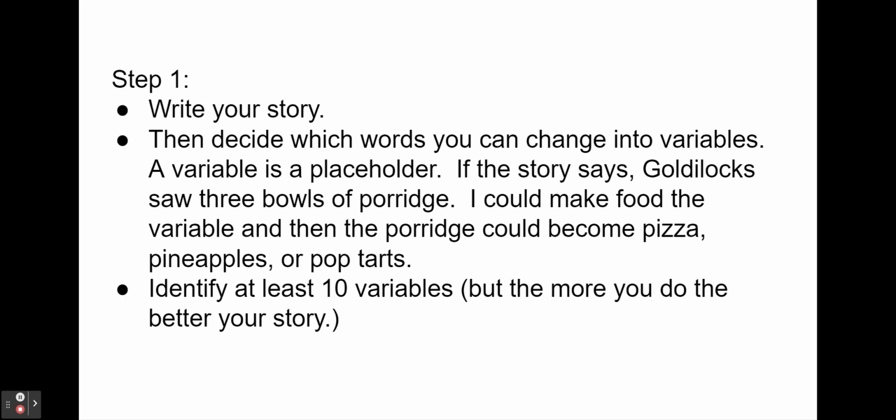So, for example, for our story, if the story says Goldilocks saw 3 bowls of porridge, I could make the word food the variable, and then porridge could become pizza, pineapples, Pop Tarts, whatever. So, in order to do this, you need to identify at least 10 variables. But the more you do, the better your story.